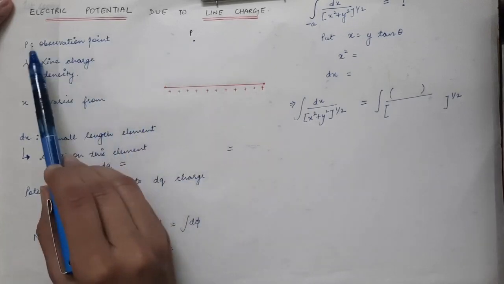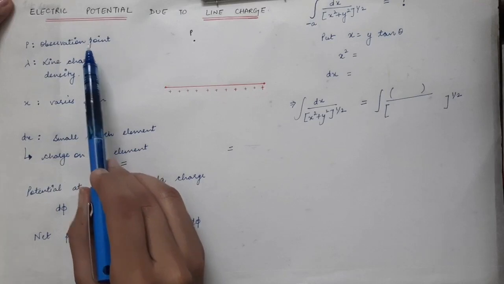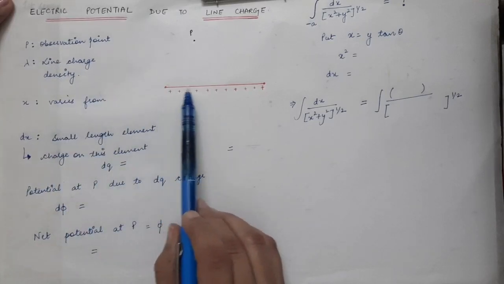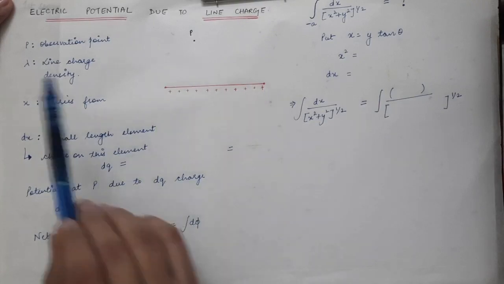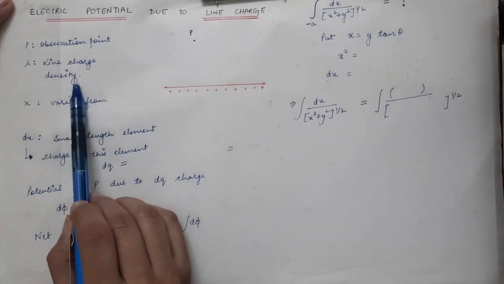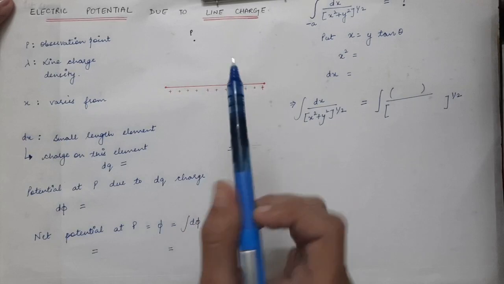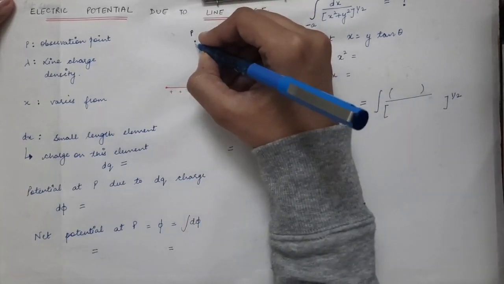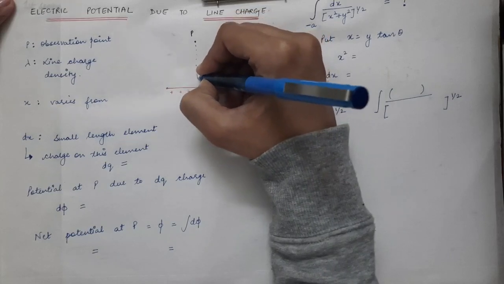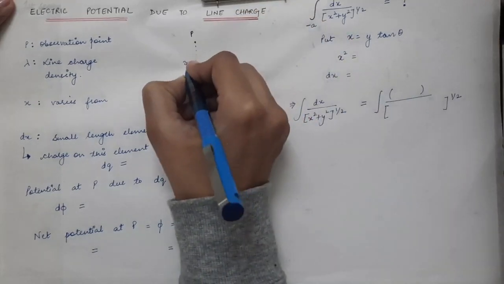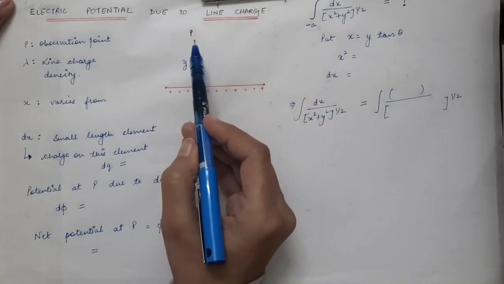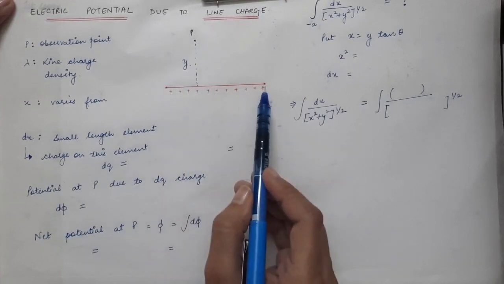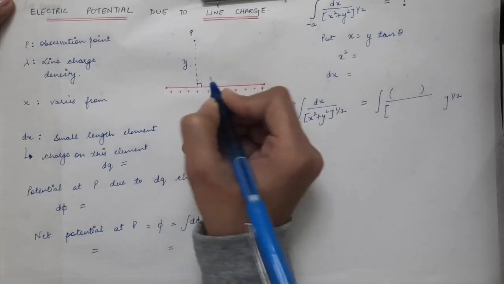So P is the observation point, and let's say lambda is the line charge density and the charge is distributed uniformly. This observation point is at a perpendicular distance of y from this line charge. So this is the perpendicular distance.